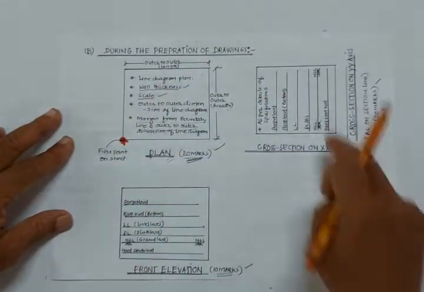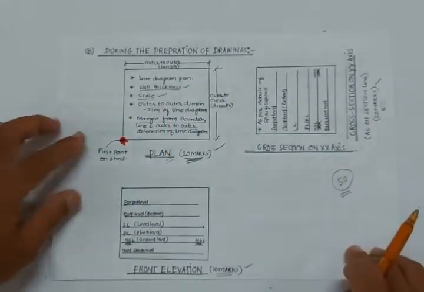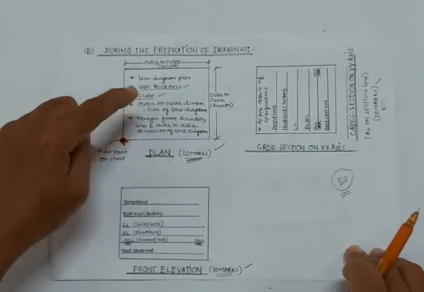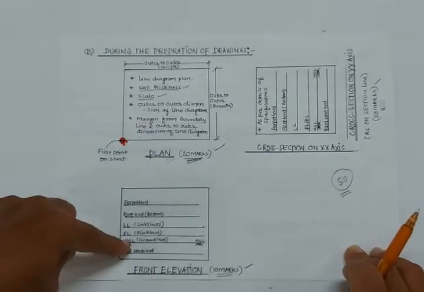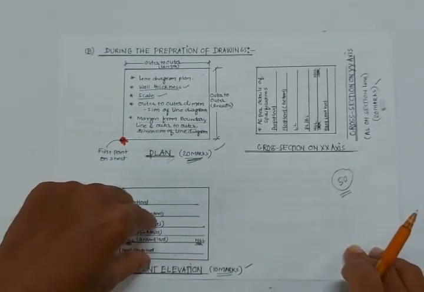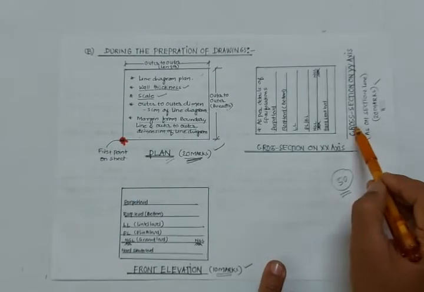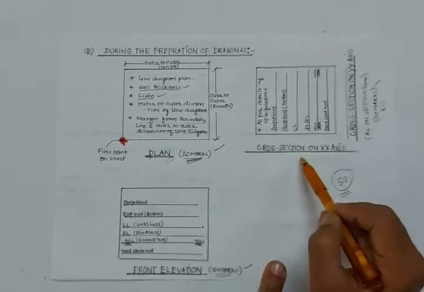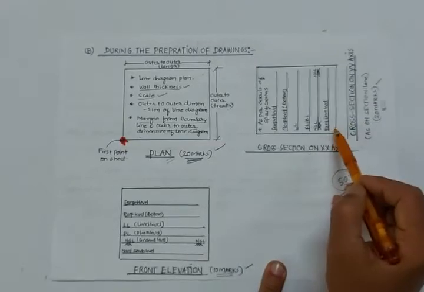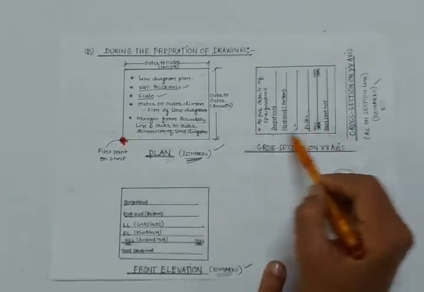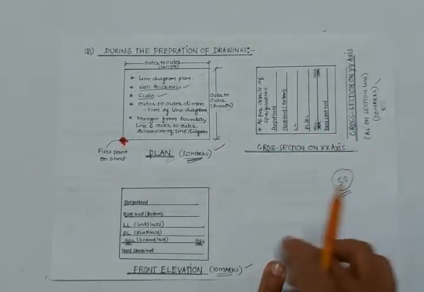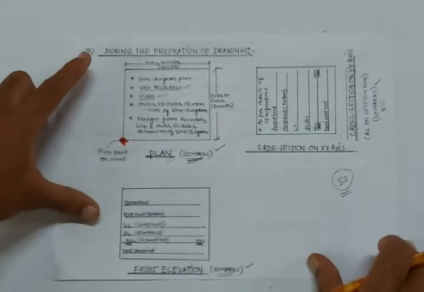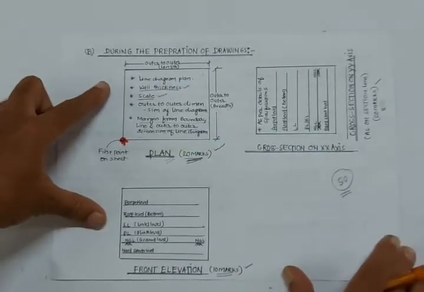Before going to take the drawings, you have to know what the plan is and which points are considered, what the elevation is and what levels will be considered, and what the cross section lines are. It may be along the x axis or y axis. You should know these different levels of the building lines. Like this, you have to prepare during the preparation of the drawings.